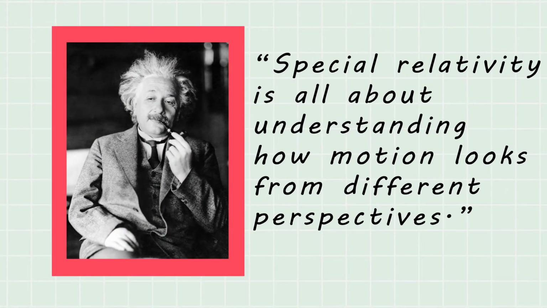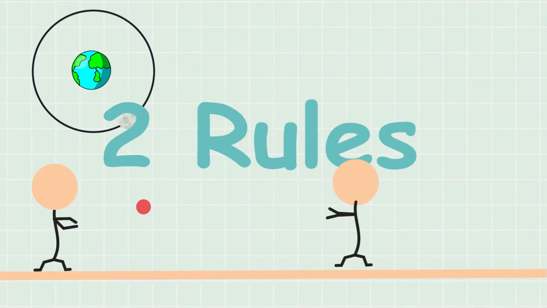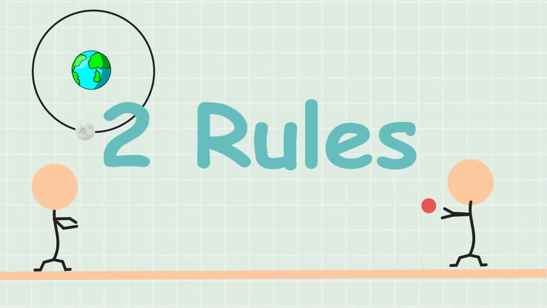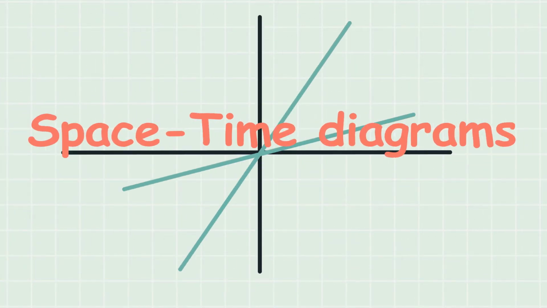Special relativity is all about understanding how motion looks from different perspectives. Let's start with using the two rules of relativity and our knowledge about space-time diagrams to figure out how the same event looks from two different perspectives. And to do that, let's set up an event.